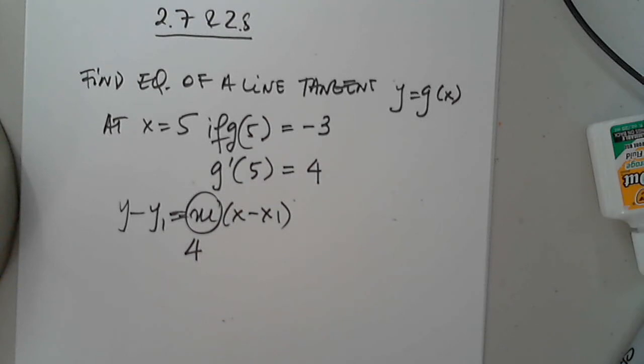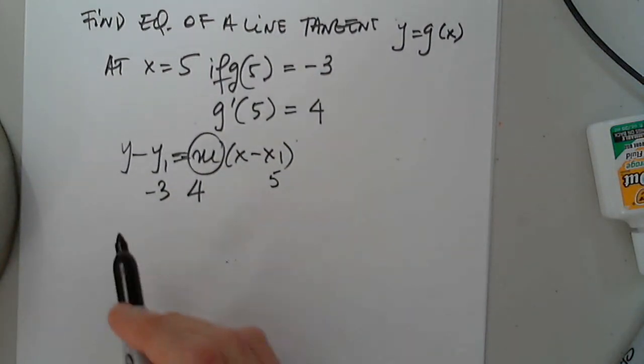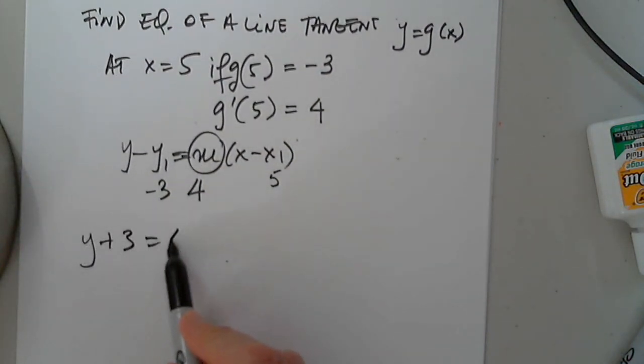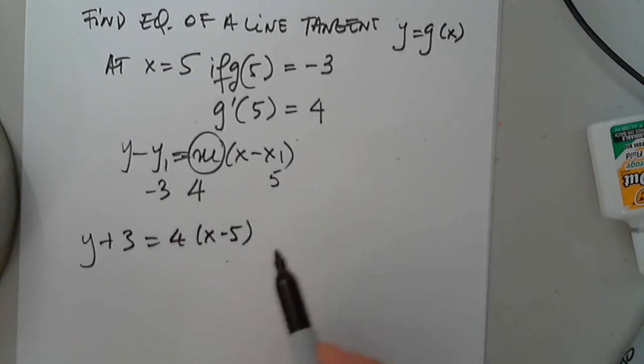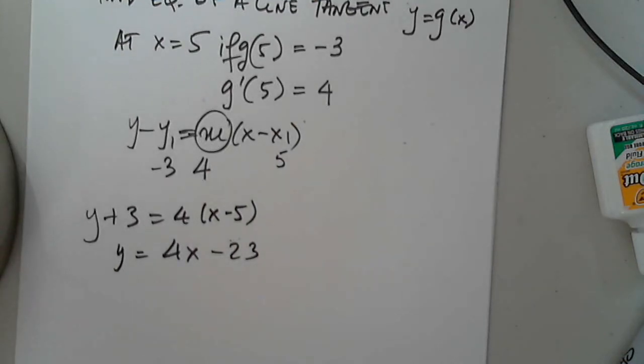Great job. Thank you, Aaron. What else do we know? x1 is 5 and y1 is -3. That's it. So there is really nothing to it. So y plus 3 equals 4 times x minus 5. I distribute: 4x minus 20 minus 3. Good. I didn't have anything to say there. Anyone, any questions?